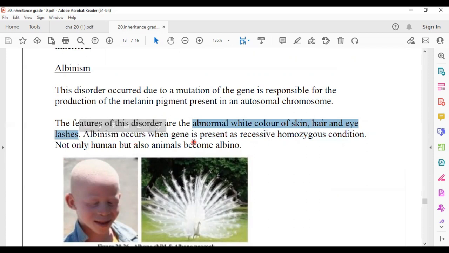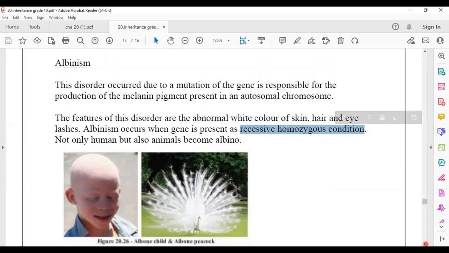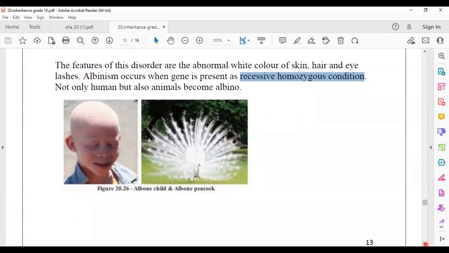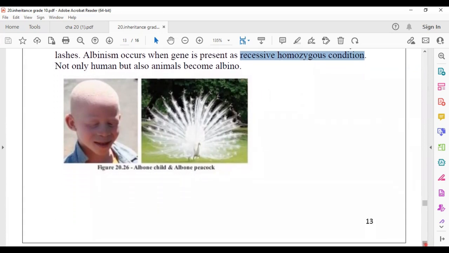And albinism occurs when the gene is present in the recessive homozygous condition. We will consider the recessive gene to be simple a. If there's the character albinism, the person has the chromosomes simple a, simple a, recessive homozygous, both are simple. Not only humans, but also animals can be albino, like in the picture, there's a peacock with albinism and a human also.